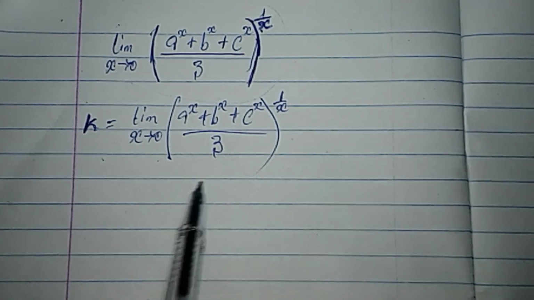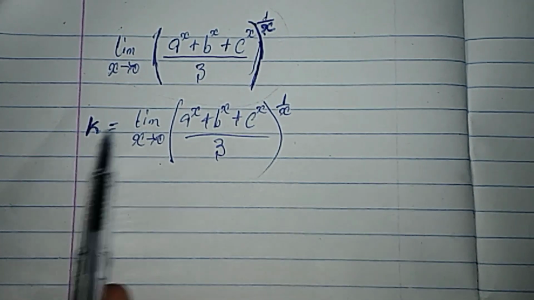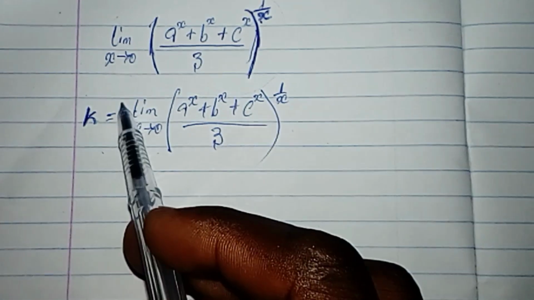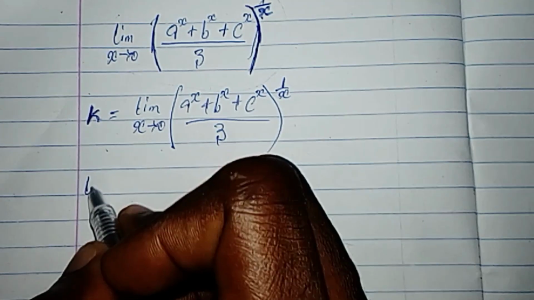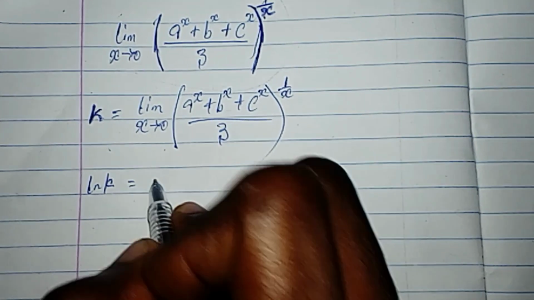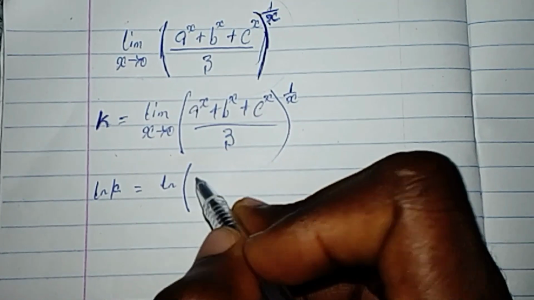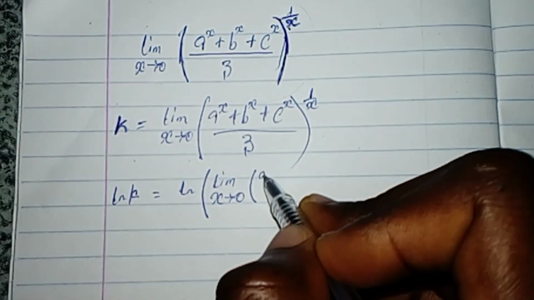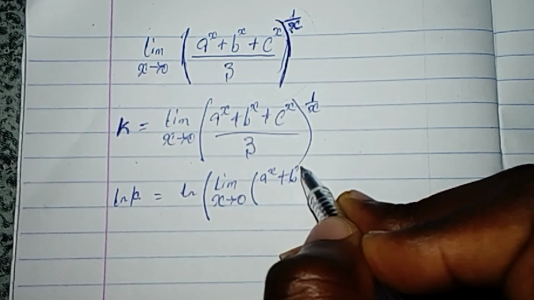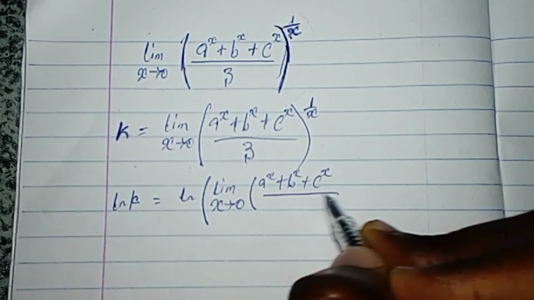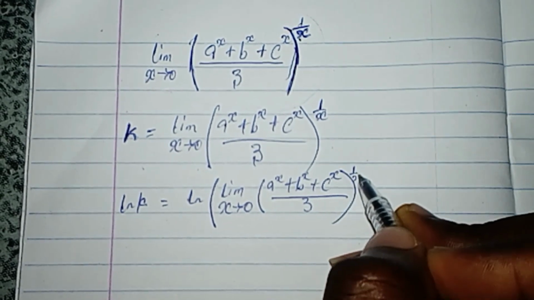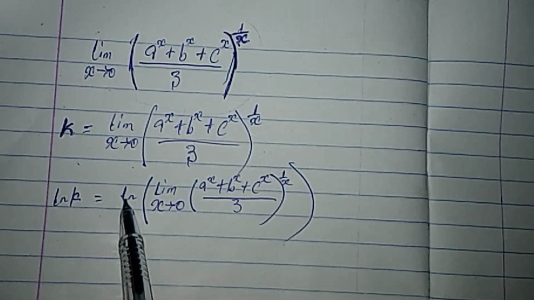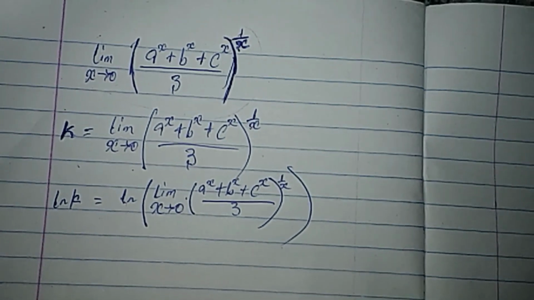The only reason I did this is to log both sides, and when you log this whole thing, you can easily bring this down to the back of the logarithm. So let us take the natural logarithm of both sides. So ln k is equal to ln of the limit as x approaches 0 of (a to the x plus b to the x plus c to the x, all over 3) raised to the power 1 over x. Limit allows us to take the logarithm inside the limit.